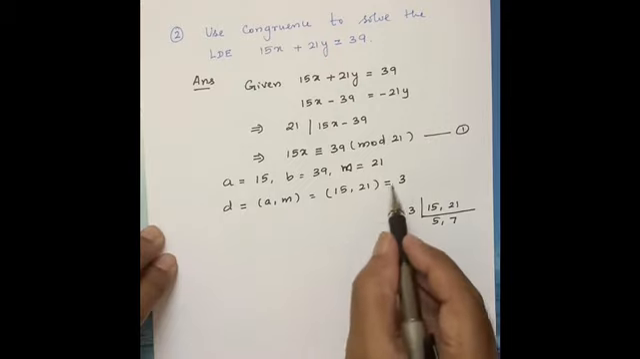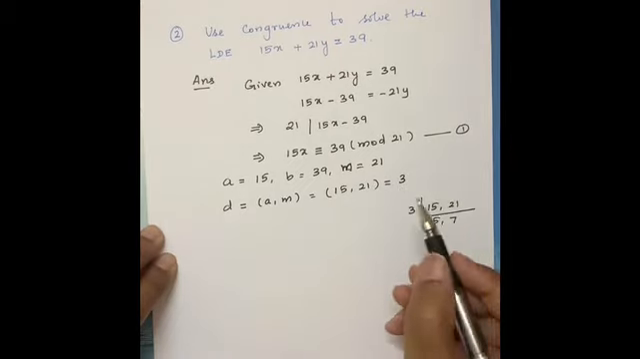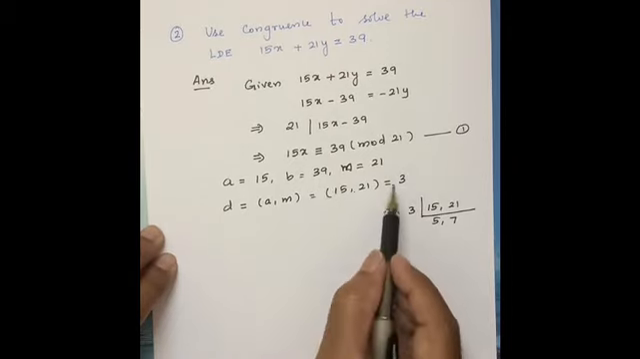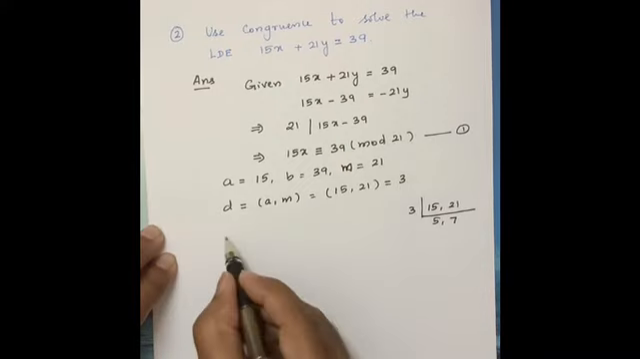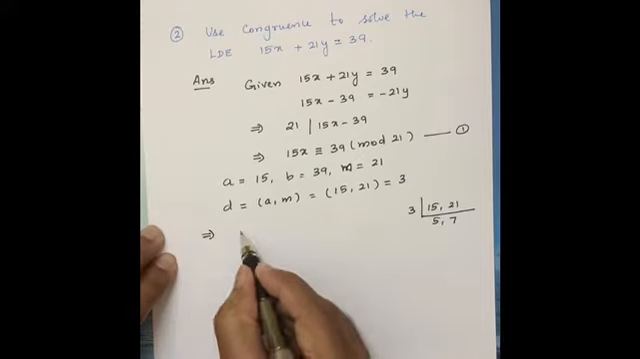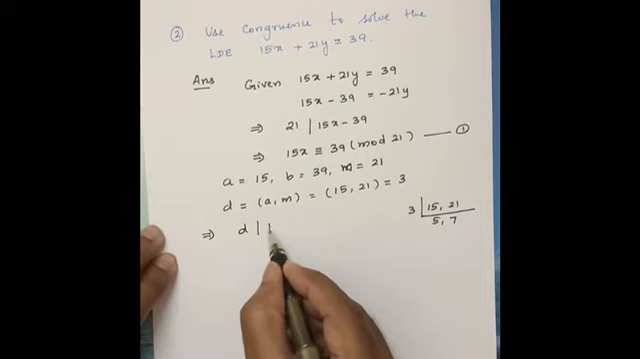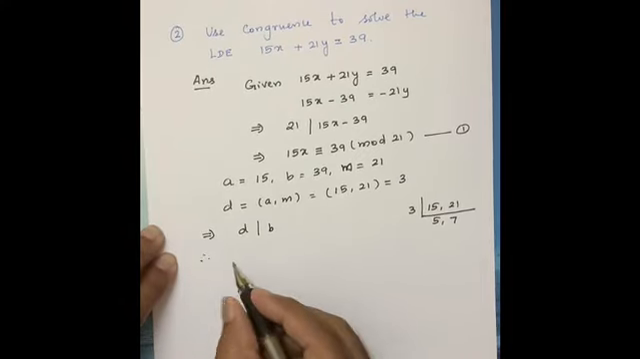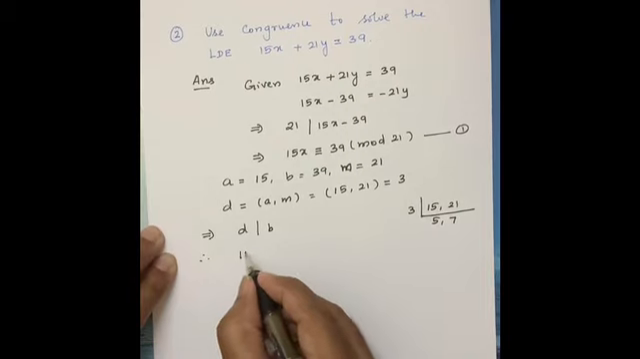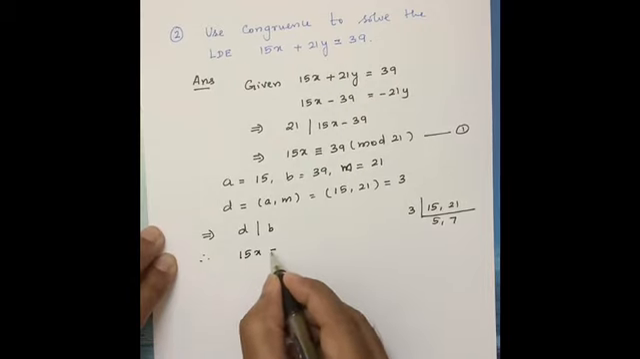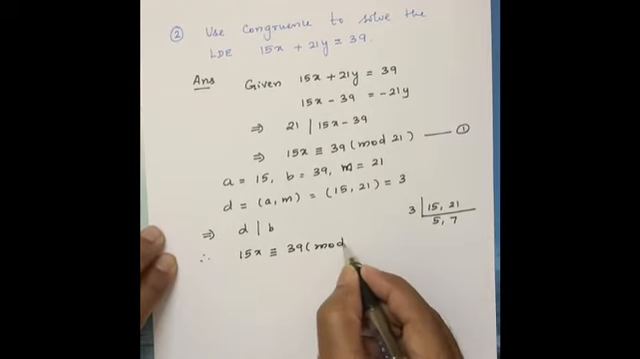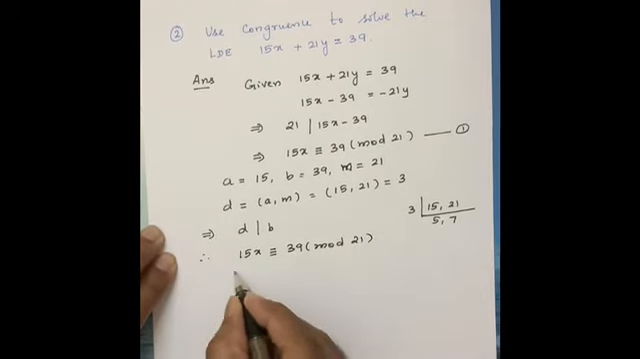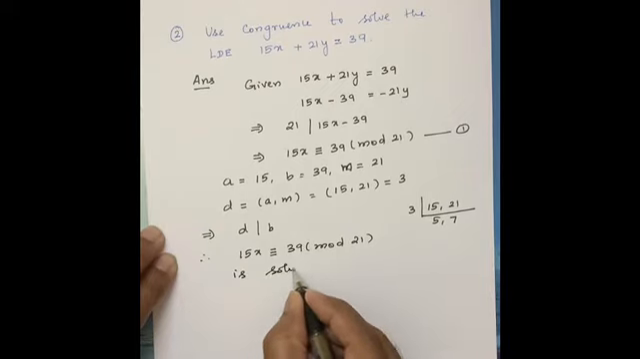Now we are checking whether d divides b or not. The b value is 39, the d value is 3. So 3 divides 39. So this gives d divides b. Hence 15x congruent to 39 modulo 21 is solvable.